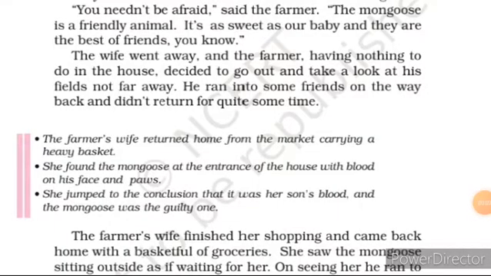Children, take your supplementary book, page number 5, lesson 2, The Friendly Mongoose. In the last class we practiced page number 4, the first page. Now take page number 5. We shall practice the next paragraph. We have practiced the first 2 paragraphs. Now let's practice the third paragraph. Listen carefully, children, and then repeat along with me.